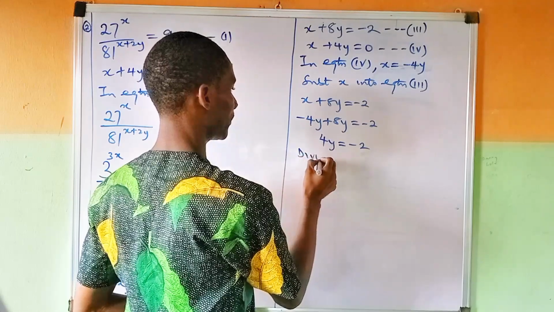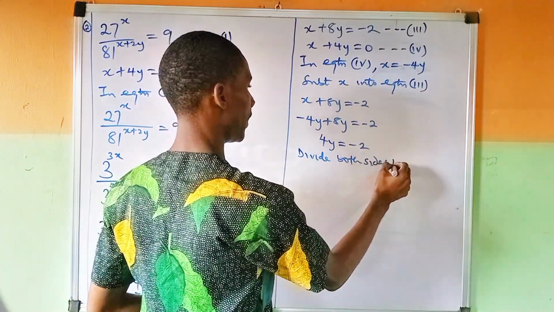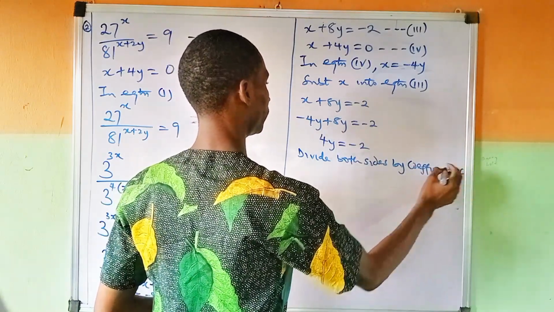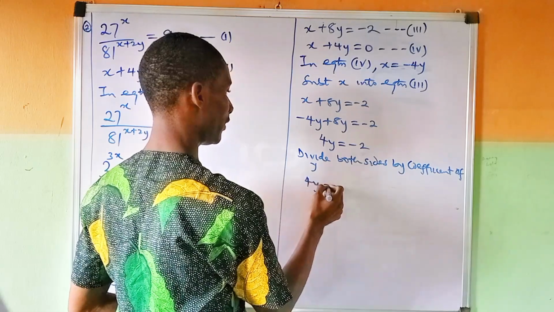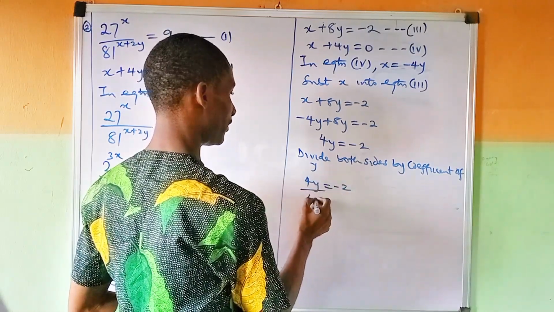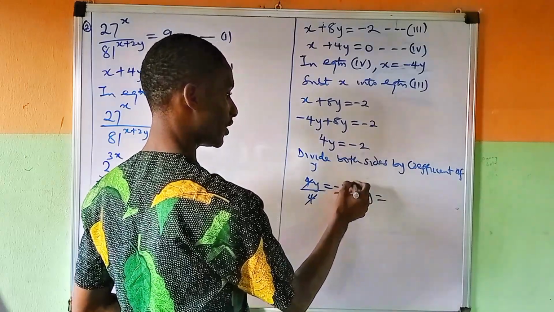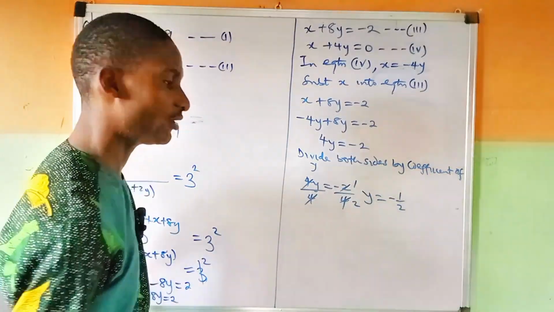Then divide both sides by the coefficient of y, and that is 4. So you have 4y equals minus 2, divided by 4, divided by 4. Your y is going to be, 2 here 1, 2 here 2, minus half. Your y is minus half.